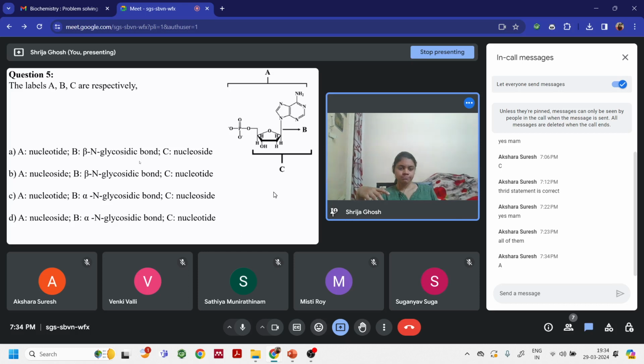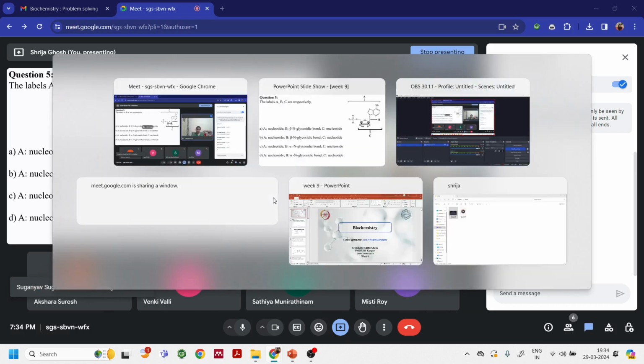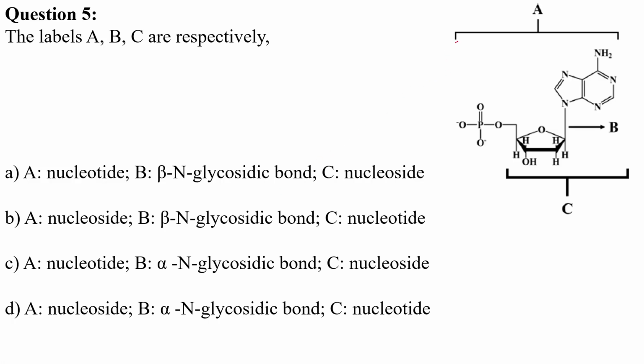Okay, Akshara has answered option A. So the complete structure is nucleotide. This bond is beta and glycosidic bond, and the structure without the phosphate, ribose and the base is nucleoside. Okay, that is the correct answer, option A.